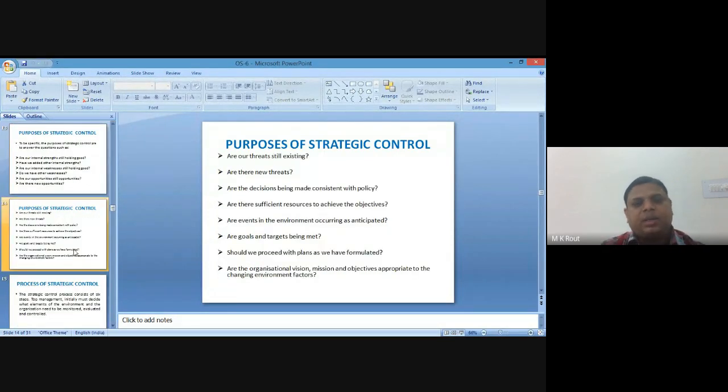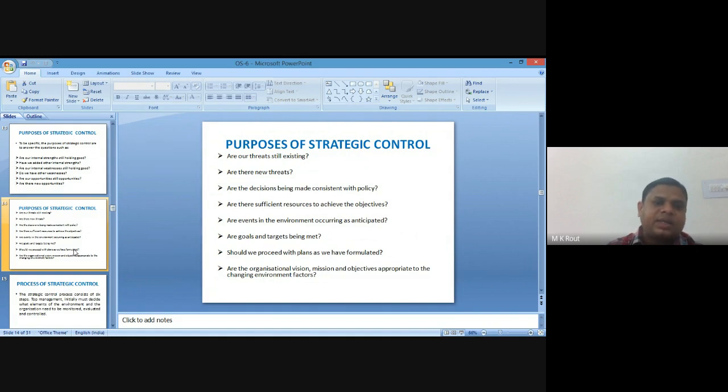The next part, the purpose of strategic control: is the threat still existing, and are there any new threats? If you find any kind of threat, that threat can be directly communicated to the top management. That is the concept of control operation strategy.